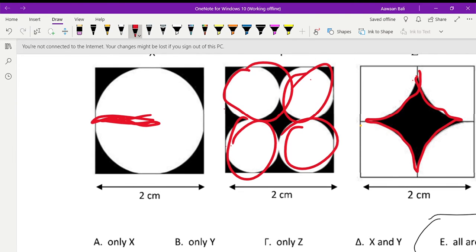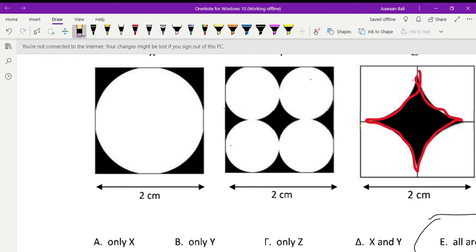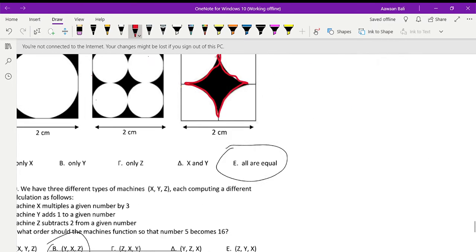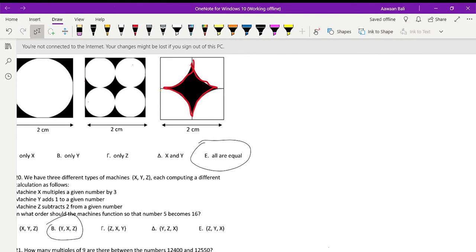And when the radius is 1, 1 squared is 1. So 1 times 3.14 is also 3.14. So these 4 circles add up to this one circle. So therefore that means all are equal. So the answer is eta.